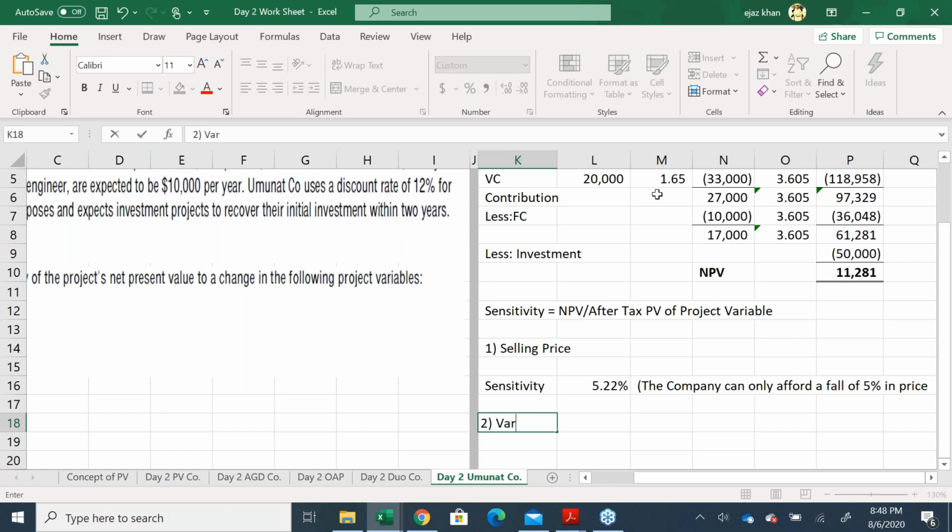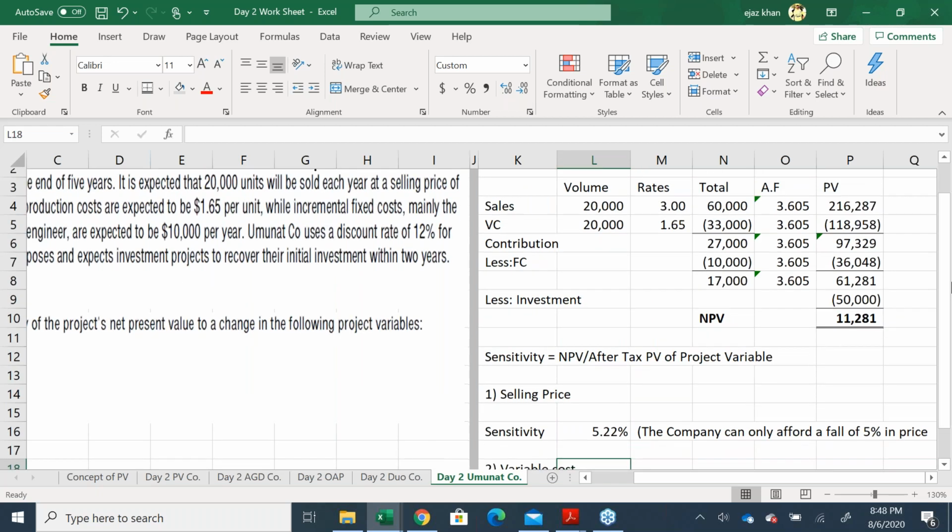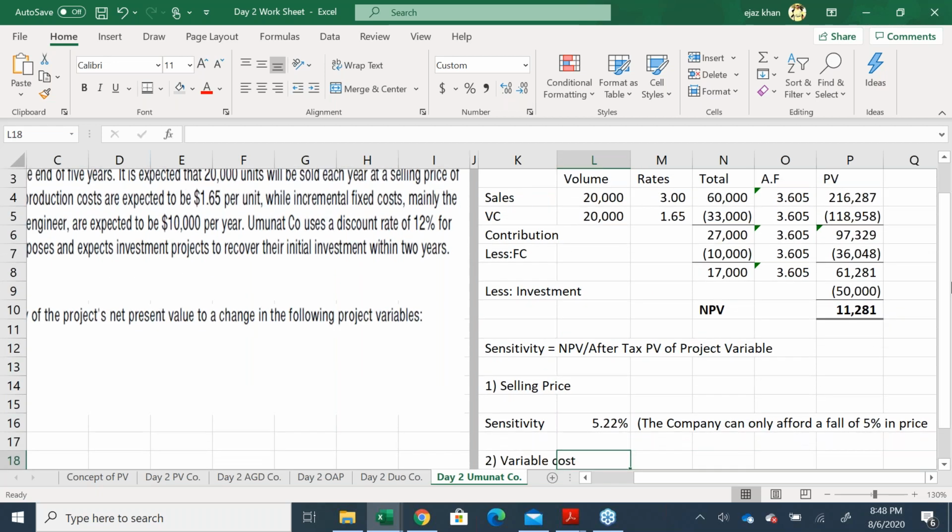Number two, it's the variable cost. Quickly, you have the figures right in front of you. Just calculate the sensitivity with respect to variable cost. Use your calculators and calculate sensitivity with variable cost. I'm giving you 2 minutes.